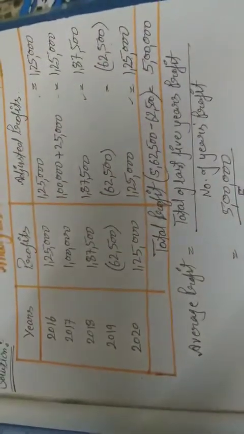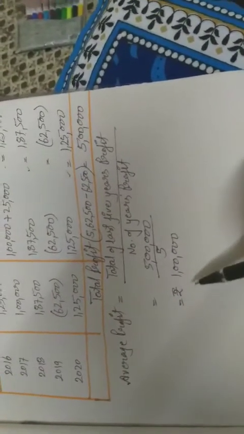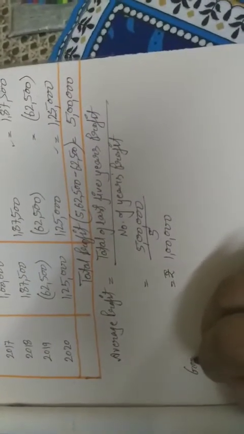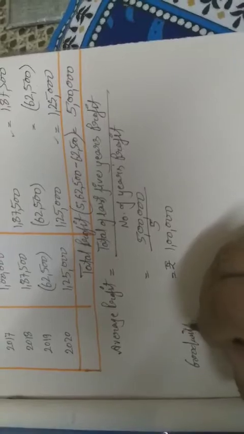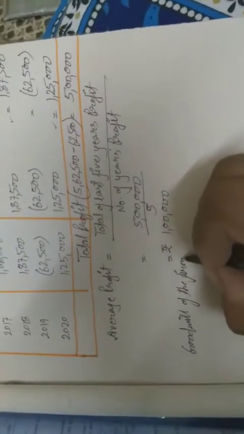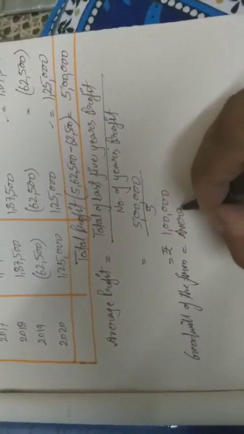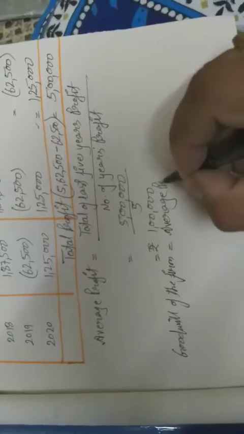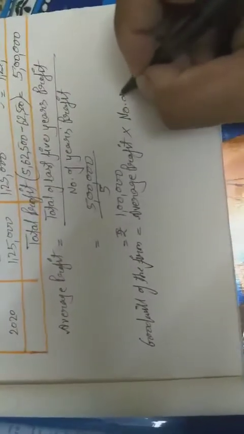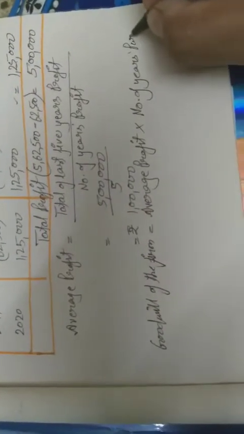It is clear? Now average profit we have calculated. Now we need to calculate the goodwill of the firm. So goodwill of the firm is equal to average profit multiply number of years purchases.